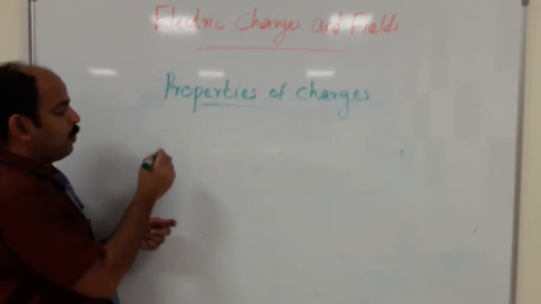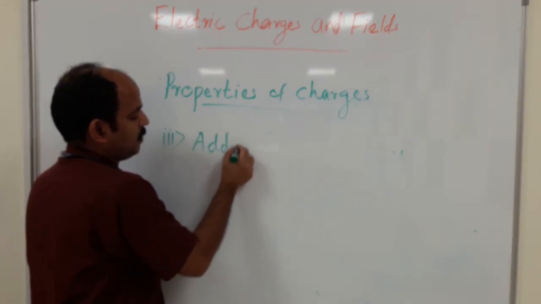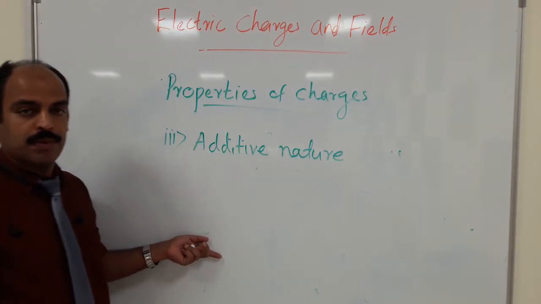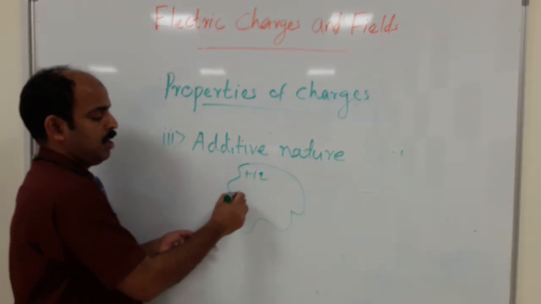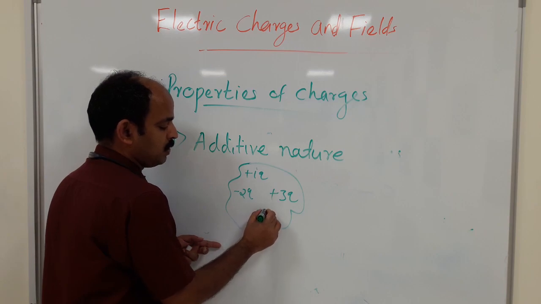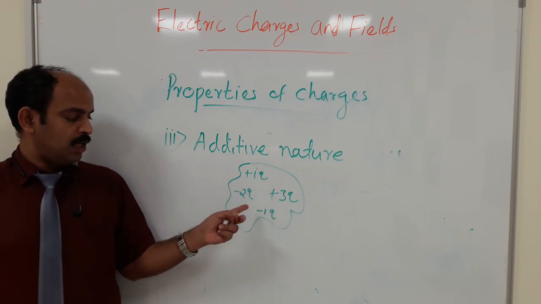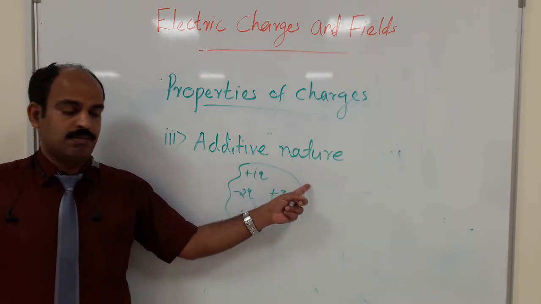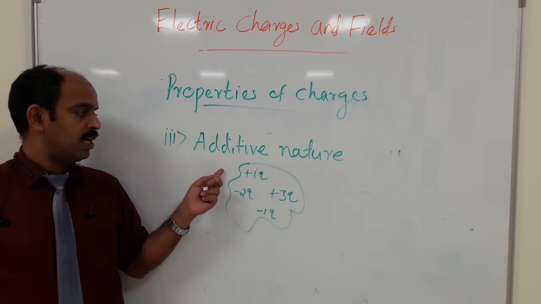Now the third property is additive nature. Suppose a body consists of plus 1q charge, minus 2q charge, plus 3q charge, and minus 1q charge. Then the total charge in this body is given by the algebraic sum of the individual charges. That is what additive nature is.